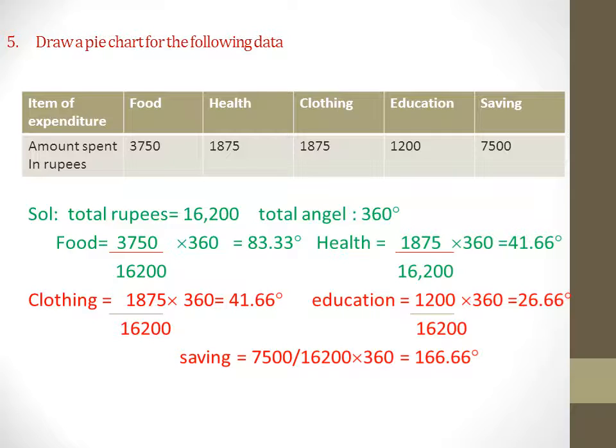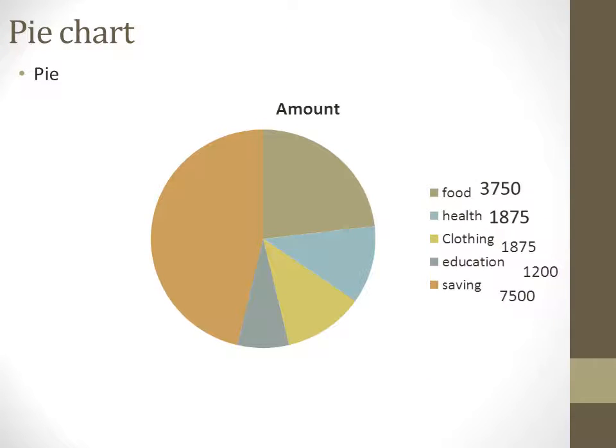Okay, next, the pie chart. Food expenditure is 3750. It is started clockwise. Observe clearly the colors. Using a protractor you can easily draw. So health 1875. Clothing also 1875. We already got the angles, using those angles I draw the circle. Education 1200. Saving 7500. So using a protractor we can draw this.